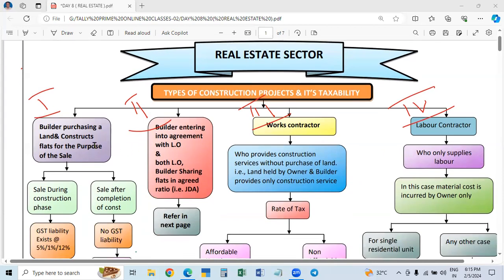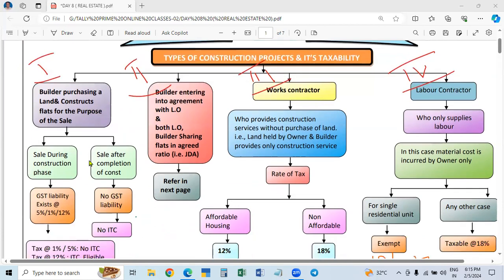The first one is the builder purchasing the land, constructing the flats for the purpose of sale, and he will sell. So he may sell after completing the construction. In that case, the total amount will be paid after construction only. Then there is no GST, it is exempted. And since there is no GST liability, there will be no ITC.